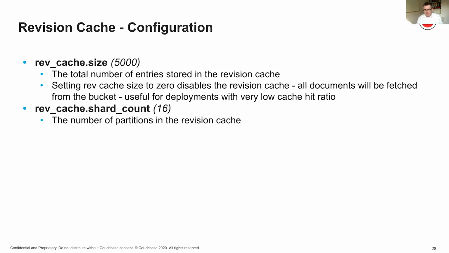In our performance testing, that's only effective when the cache hit rate is very low. So it's only when it's 10% or lower that you would want to consider disabling the cache altogether, unless you're very memory constrained.